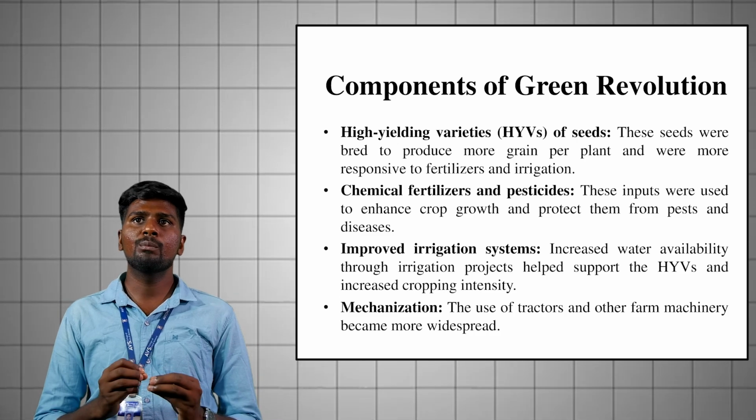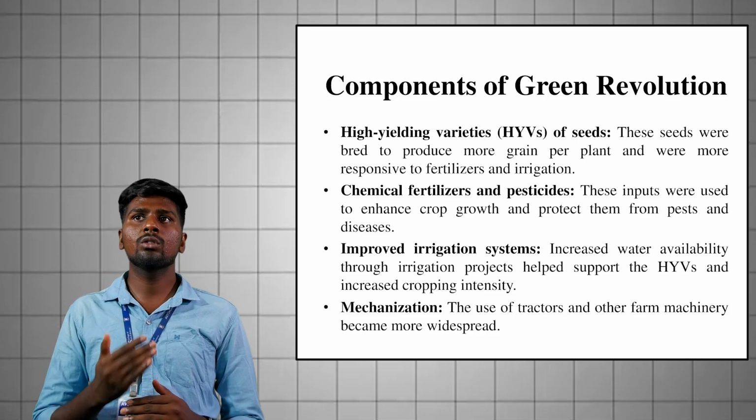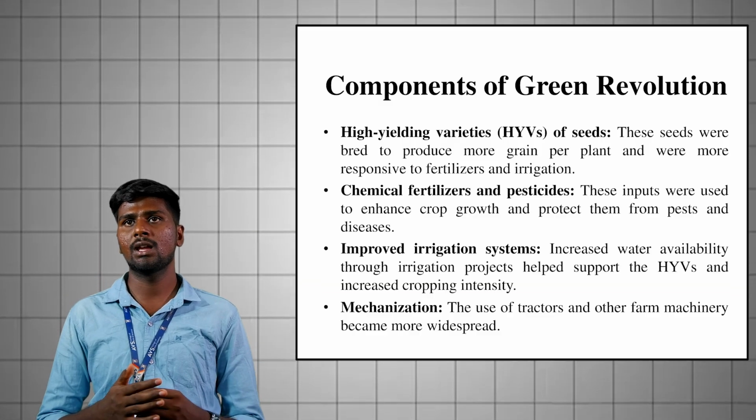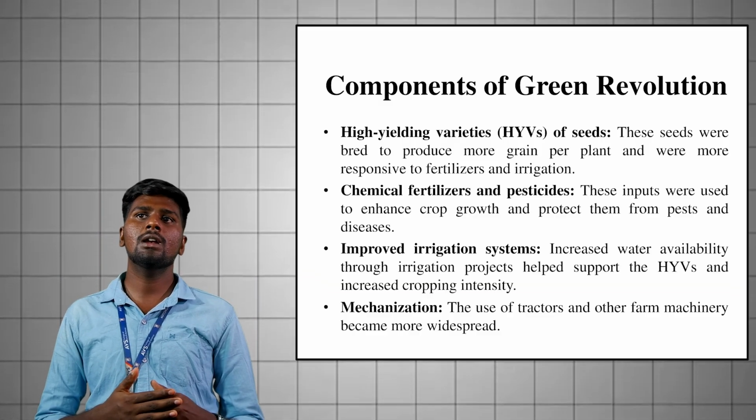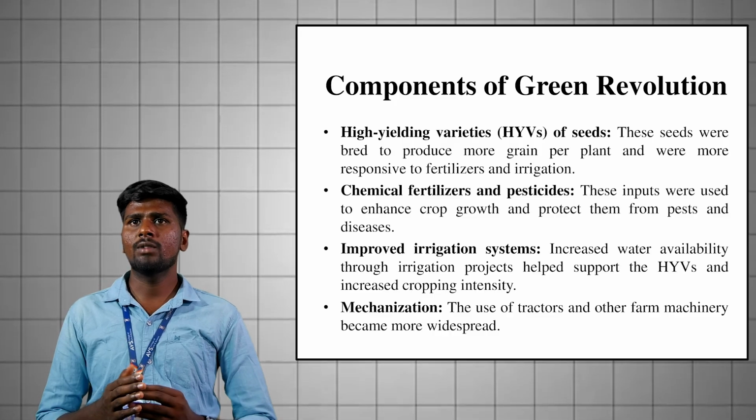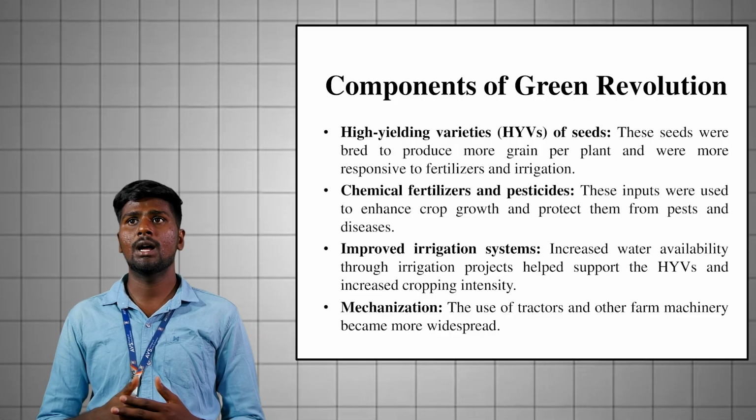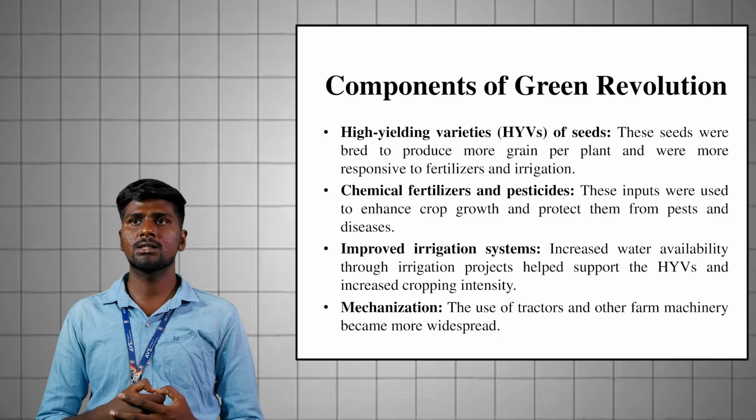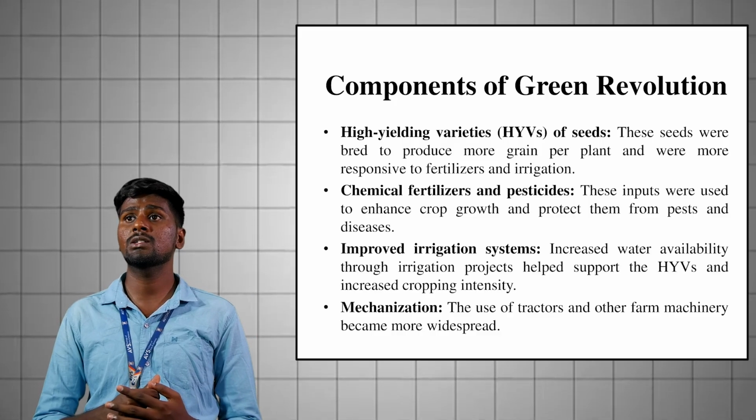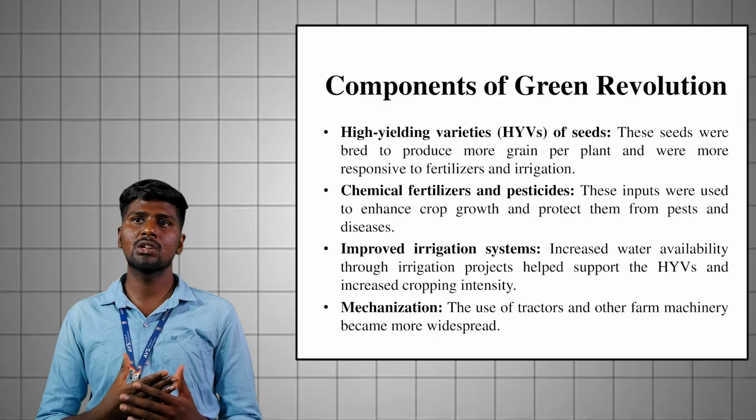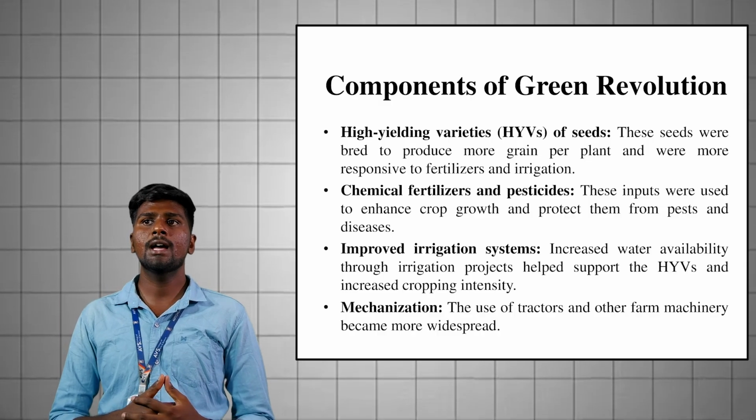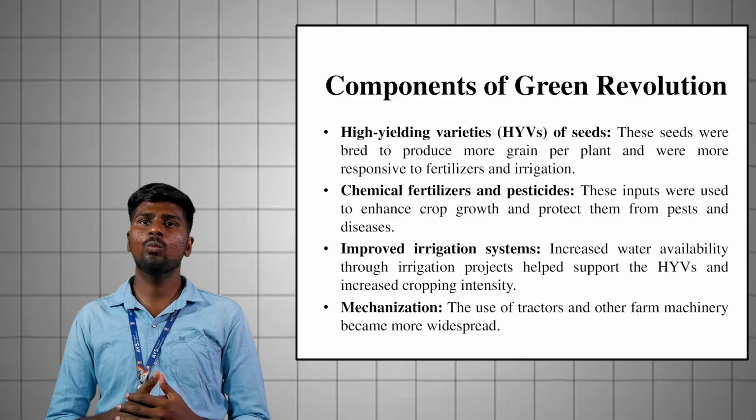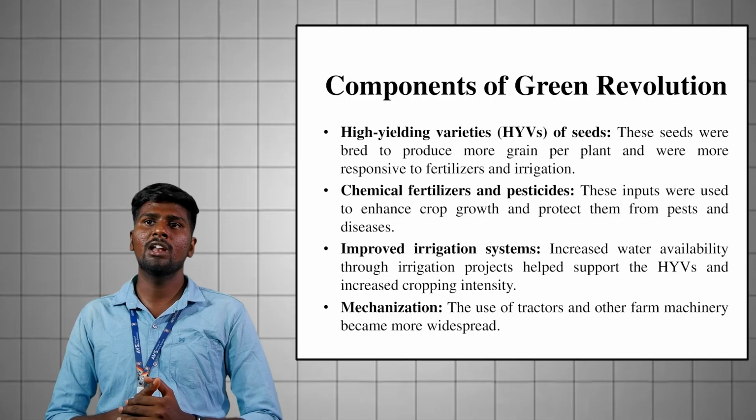The seeds were bred to produce more grain per plant and were more responsive to fertilizers and irrigation methods. Then chemical fertilizer and pesticide. These inputs were used to enhance crop growth and protect them from pests and diseases. Then improved irrigation systems increased water availability through irrigation projects, helped support the HYVs and increased cropping intensity.